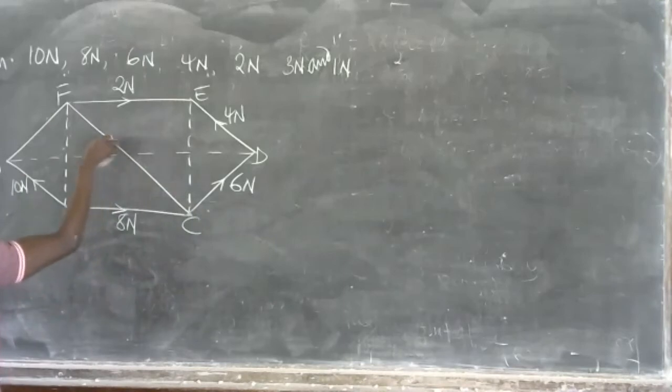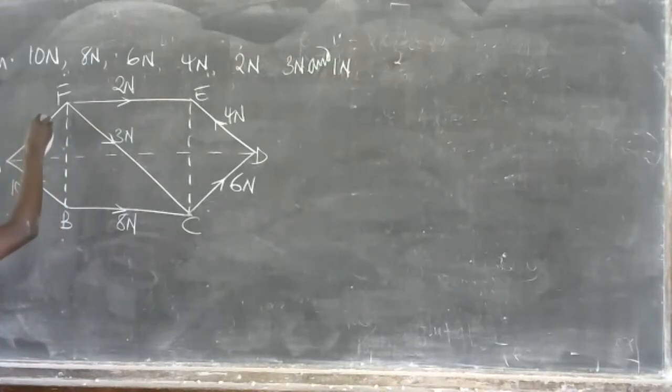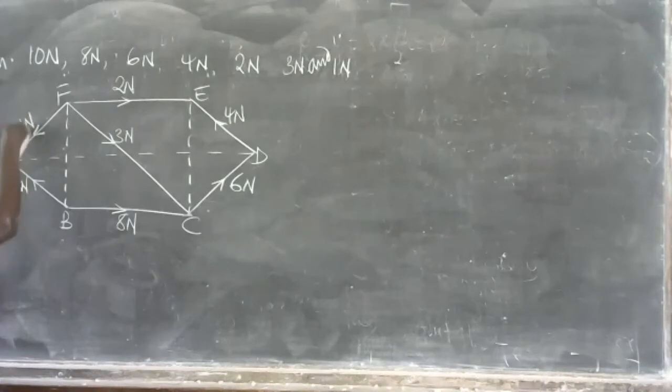FC is 3 newtons, and then that's all you gave us, but there's another, FA, we added FA, 1 newton. So this is what we have.